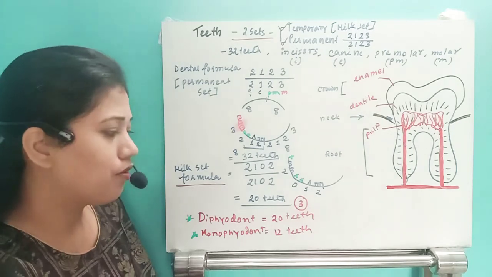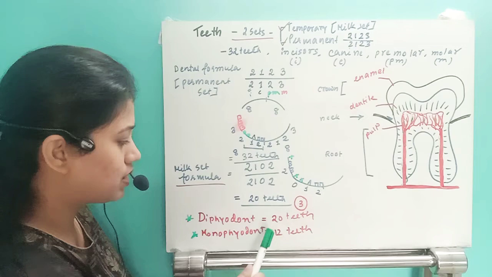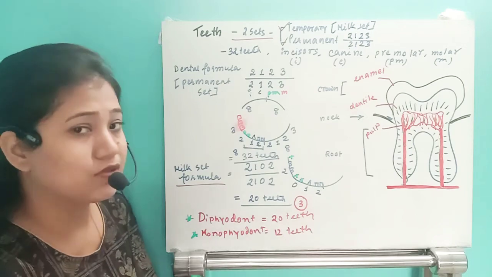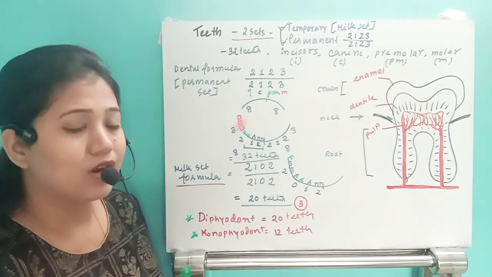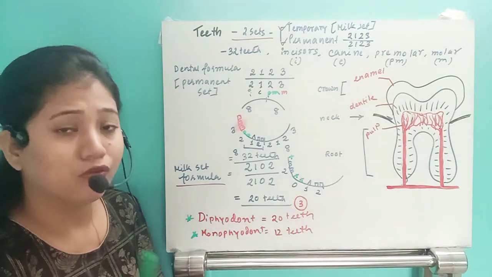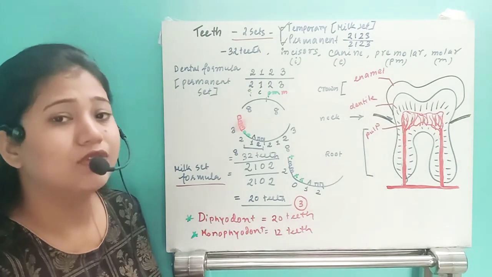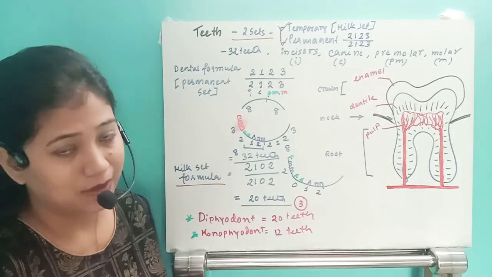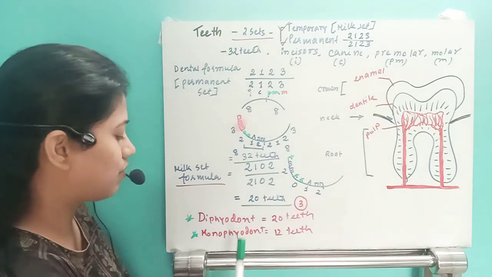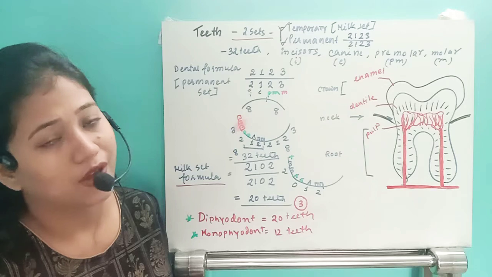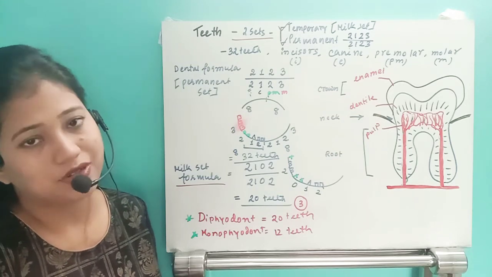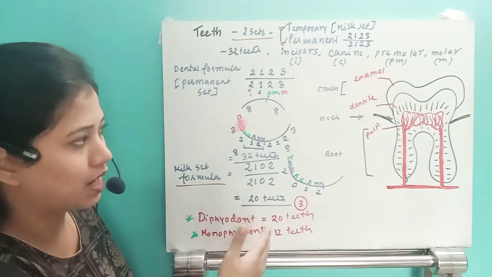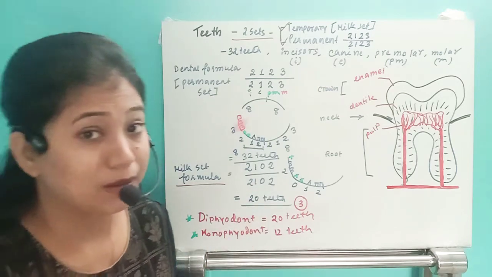So that's why, from the 32 teeth, 20 teeth are diphyodont, that means they will grow twice, and 12 teeth, that is two premolars and one molar of one half of one jaw, will grow only once in our lifetime. So these teeth are called the monophyodont type of teeth. So remember that one. Then let's move to the next part, that is the enamel, dentine and the pulp part.